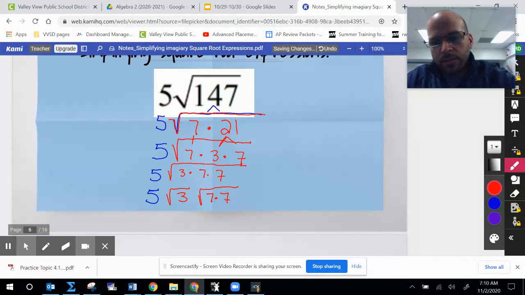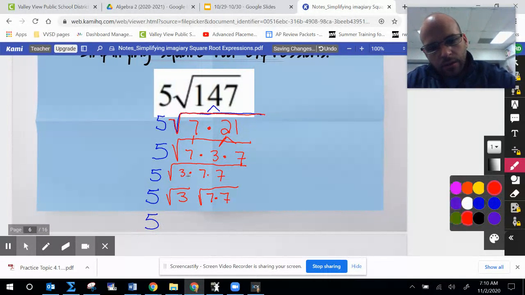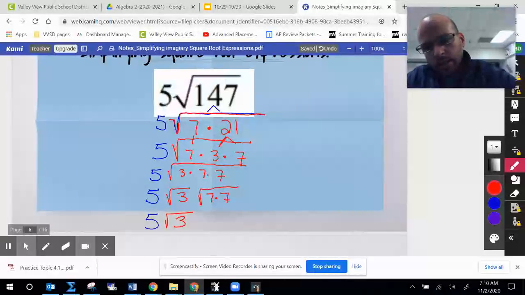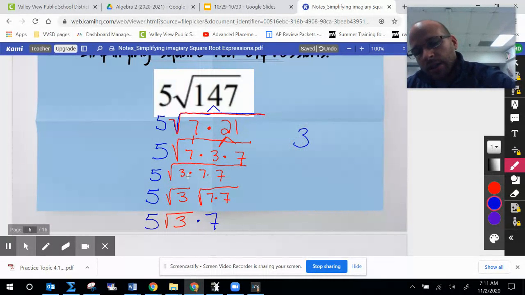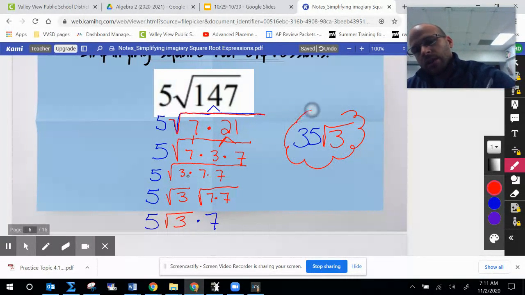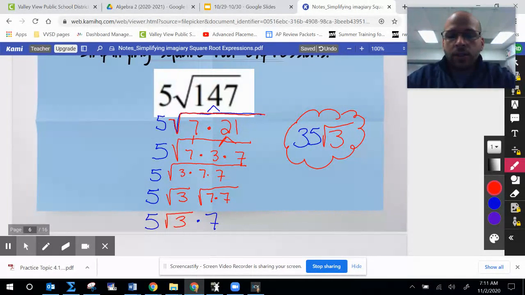So that gives me 5 square root of 3, and then the square root of 7 times 7 is just 7. Again, you need a pair. You need 2 of those numbers. So I'm going to multiply the 5 and the 7 together. That gives me a 35. And then inside my radical, all by itself, I have this 3. So this would be my answer.